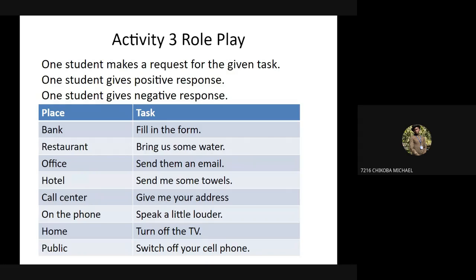Very nice. Thank you for responding to the request, Yajuvendra, negatively. It was nicely done without offending the other person. Chikaba, thank you for participating in the role play. Now we are moving towards the end of the session. But before that, I would like you to watch a couple of videos.